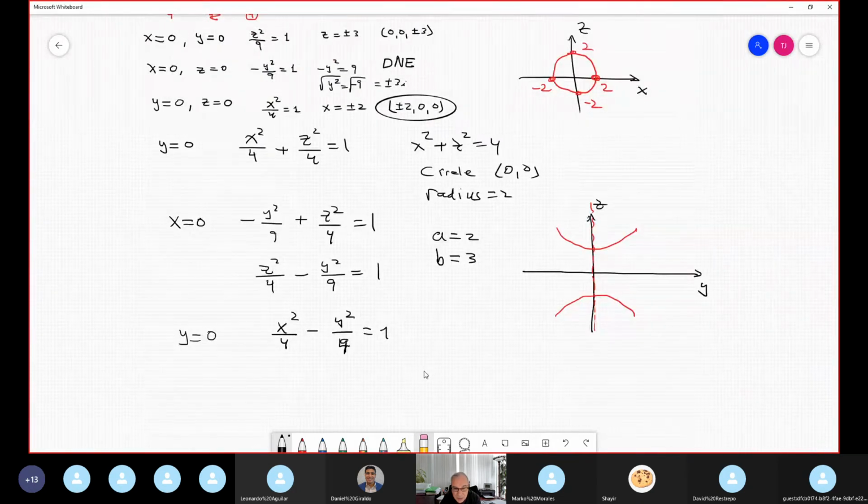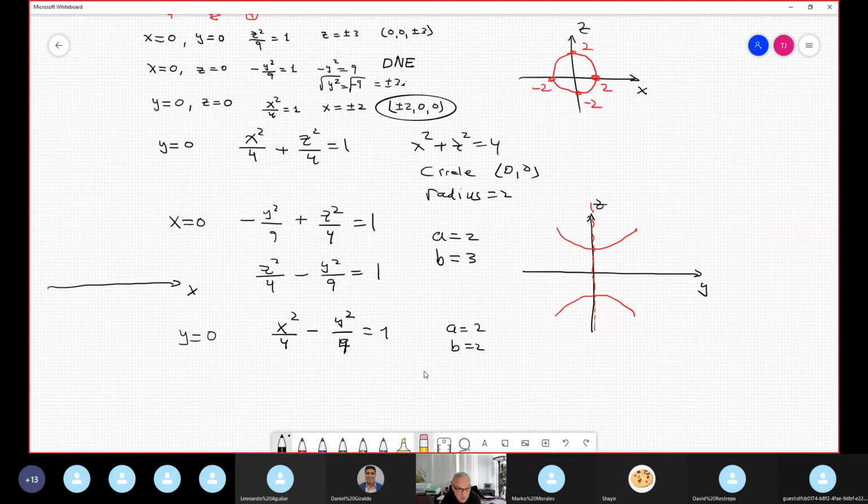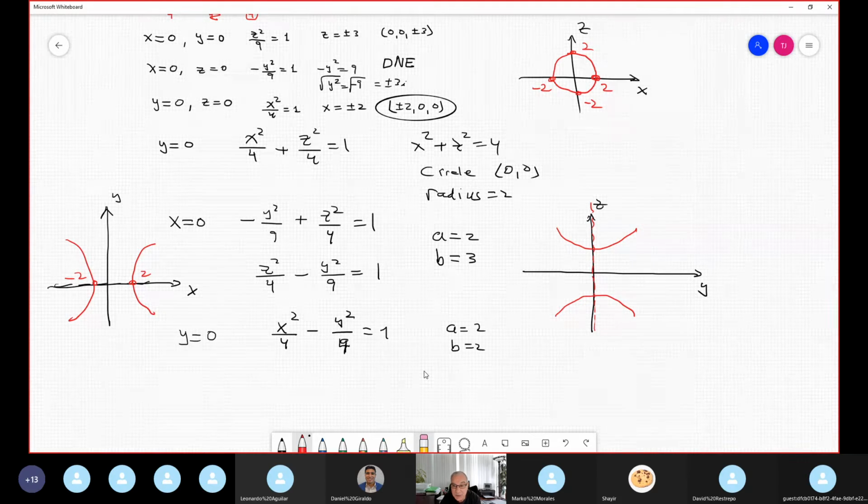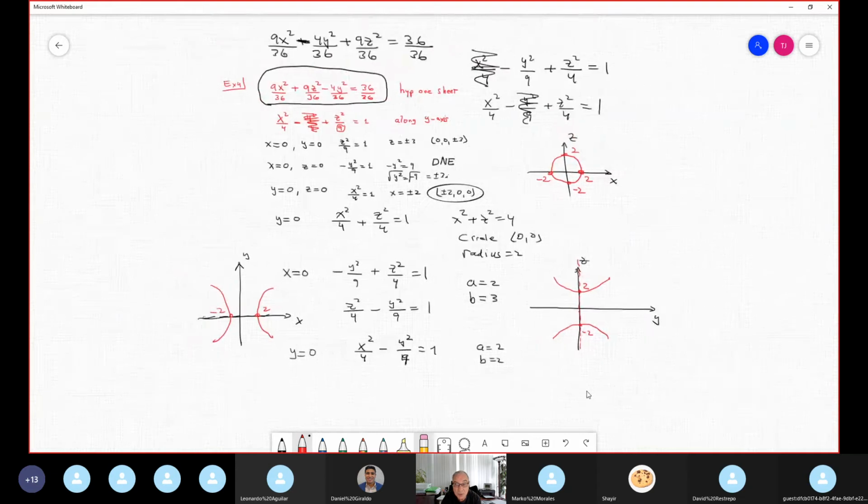But the problem is A is 2 and B is 2. So our hyperbola, let me try to draw in this corner. This is the x-axis and this is the z-axis. It's a hyperbola also, and the transversal axis lies on the x-axis. This is our transversal axis. Therefore, our hyperbola looks like that. This number is 2 and this number is -2. By the way, on the z-axis here, it is also 2 and -2. This gives me some information about our famous hyperboloid of one sheet.